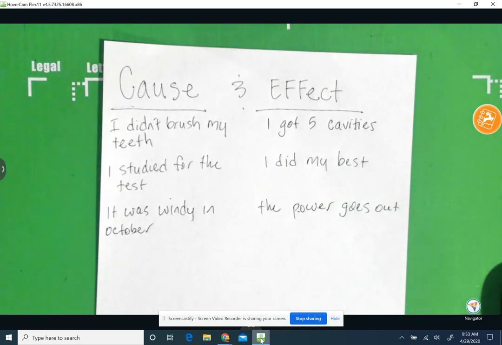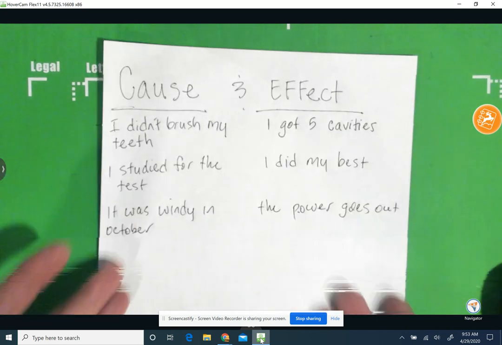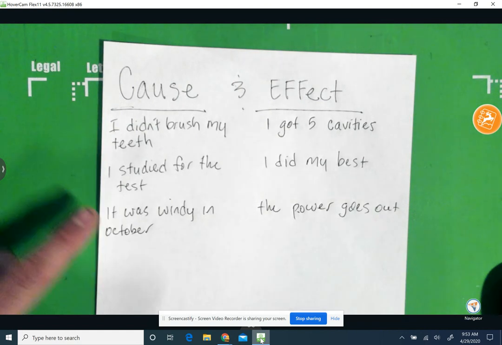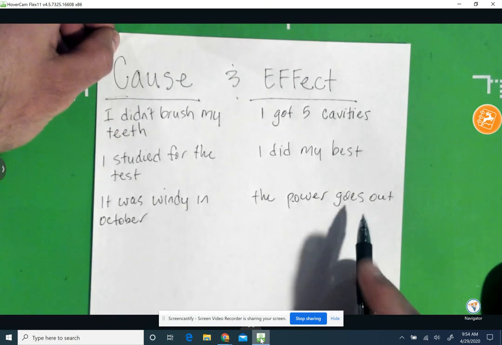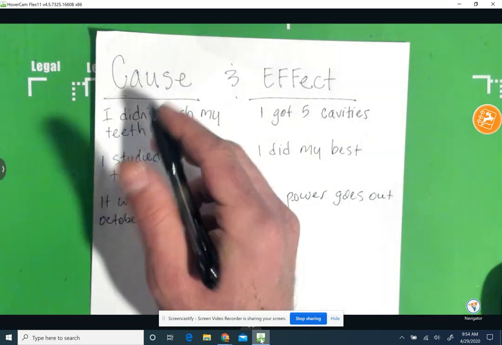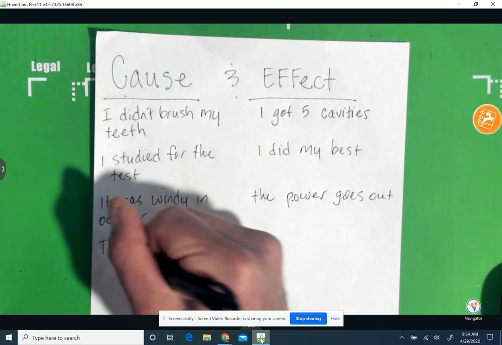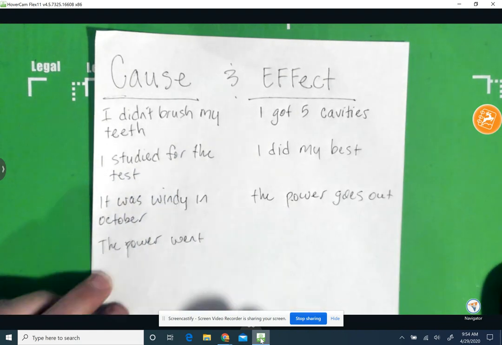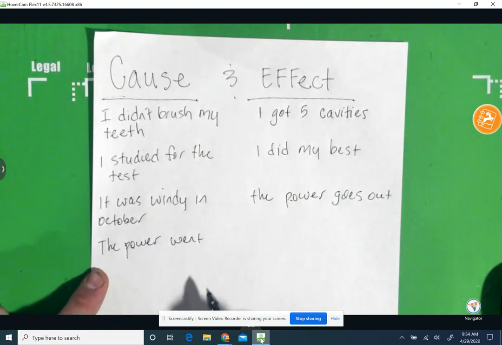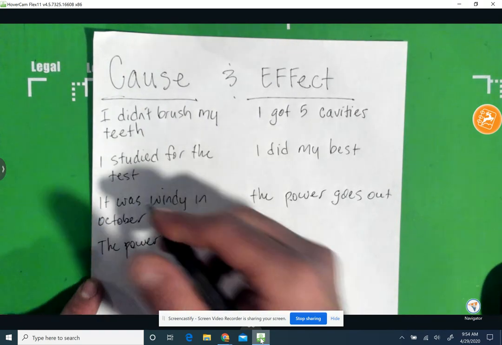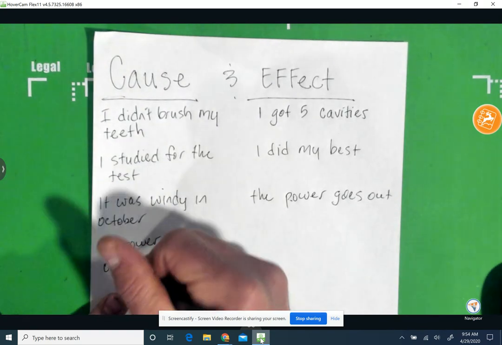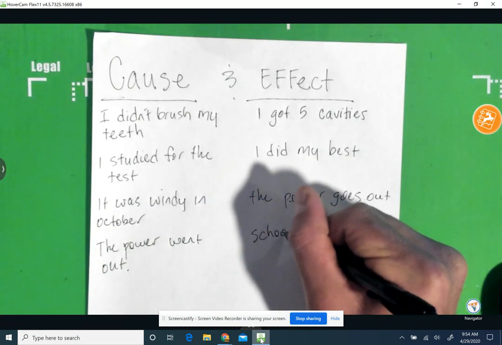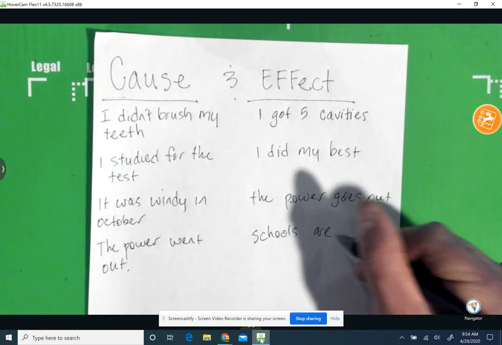Okay. Now, look at this, it's like a chain of events here. So if it was windy in October, then the power went out. Well, the power going out has its own effect. Why something happened? The power went out, or the power cops came over, as my daughter June is saying. The power went out. What's the effect? No school. Schools are closed.